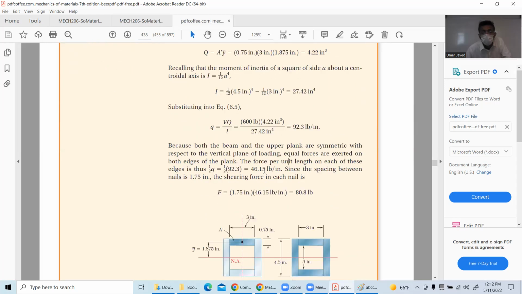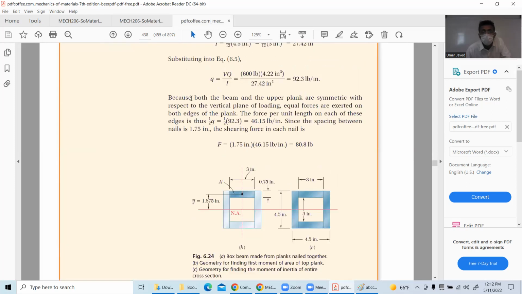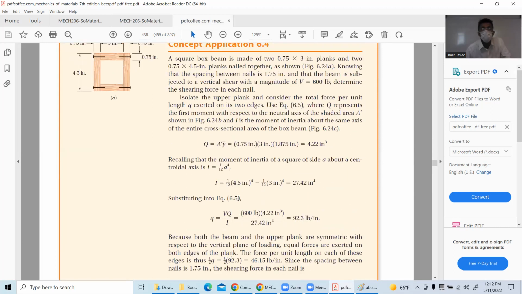Okay, I will not comment on it. I have to read the whole thing and see. Because both the beam and the upper plank are symmetric with respect to the vertical plane of loading, forces are exerted on this. The force per unit length on each of these pins is. There is one on the left and one on the right. So he is right. So the q will be divided into 2 parts, right?